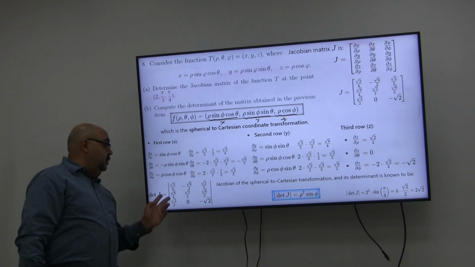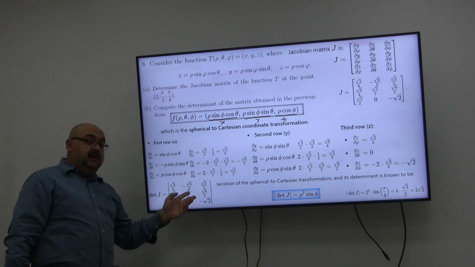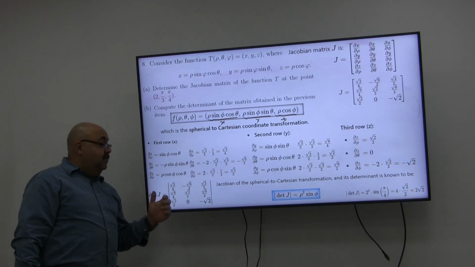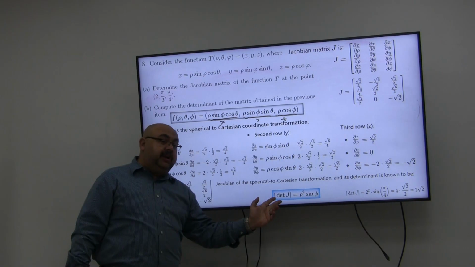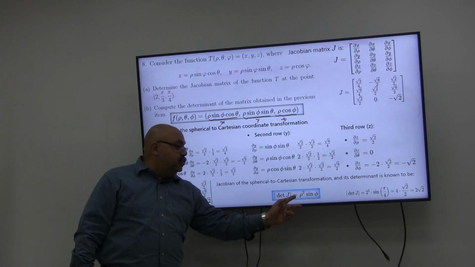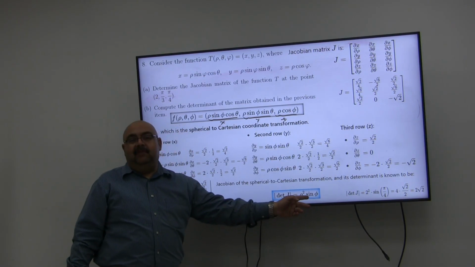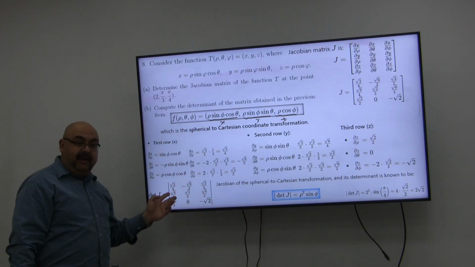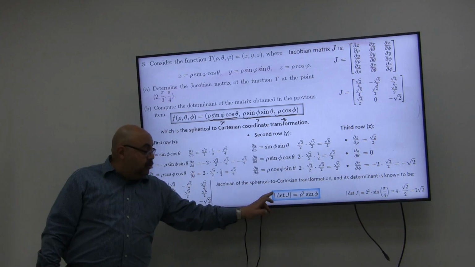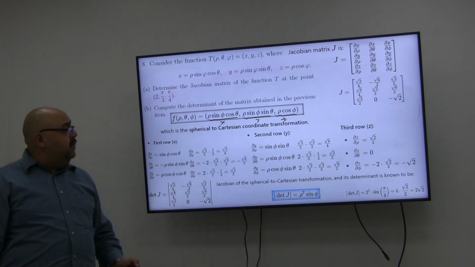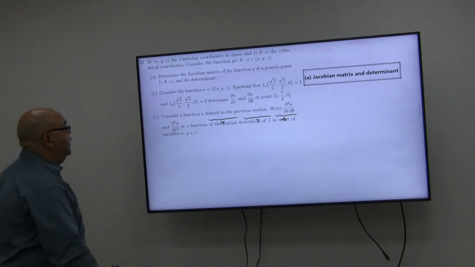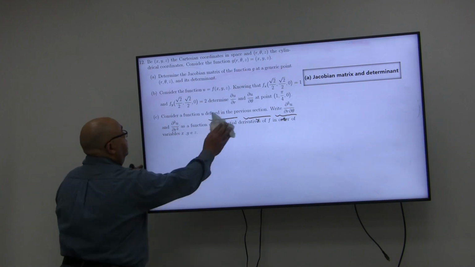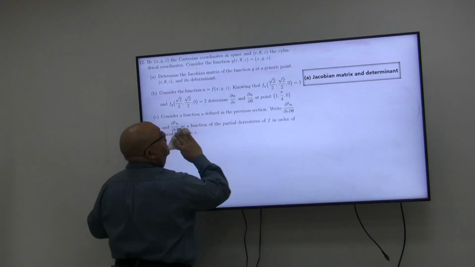Instead of evaluating all of this, if I'm in spherical coordinates, the determinant of the Jacobian of spherical coordinates is rho squared sine phi, which will make your life much easier than trying to evaluate this value. Okay? So I want you to remember this. Now I have the relation, the Jacobian matrix. Also, another problem with the same idea.